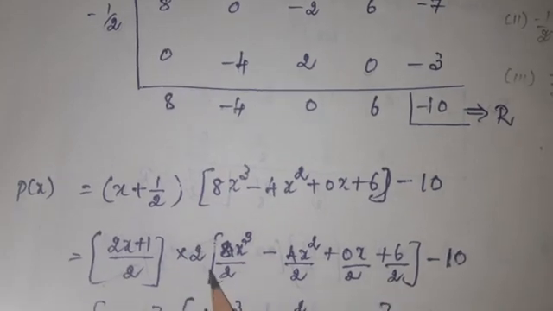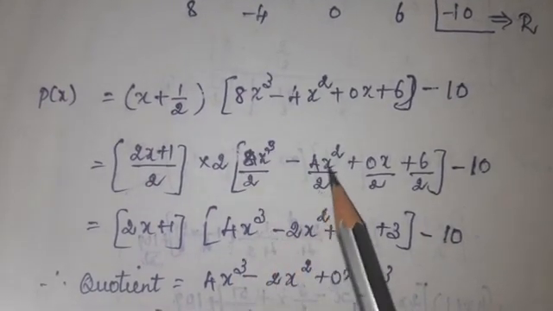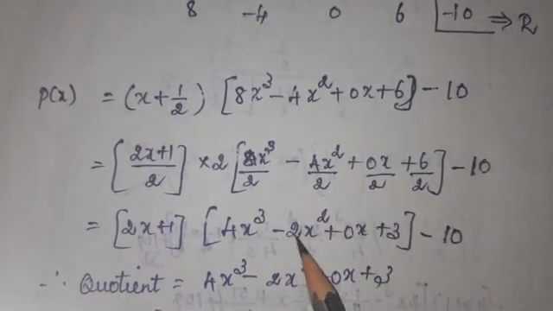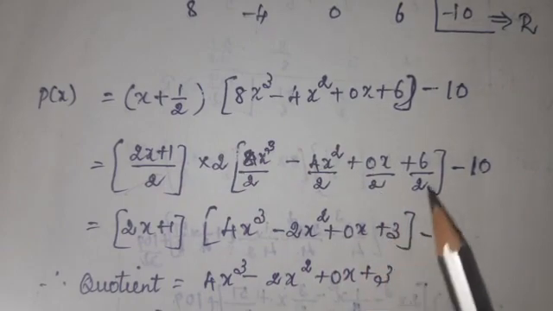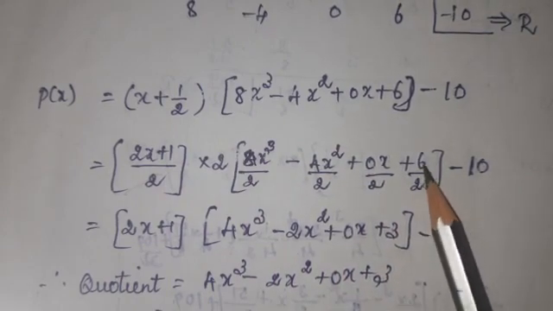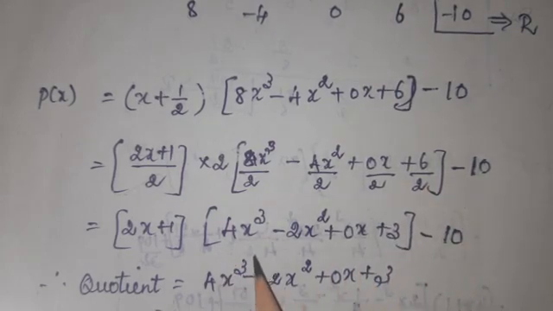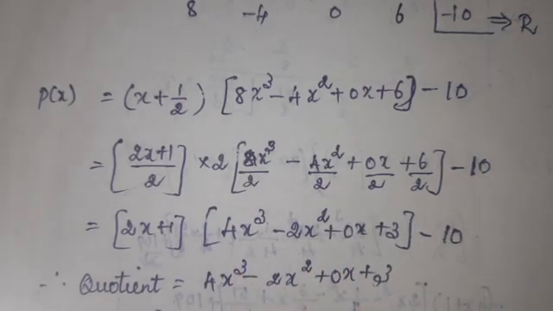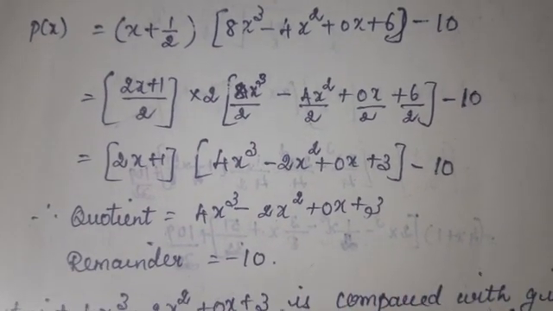So when you cancel this in 2 table it is 4x cube minus, here when you cancel in 2 table it is 2x square plus 0 by 2 is 0 plus 6 by 2 is cancelled in 2 table, you will get 3 minus 10. So our quotient is this one, 4x cube minus 2x square plus 0x plus 3. We found that quotient. Next, the remainder is minus 10.